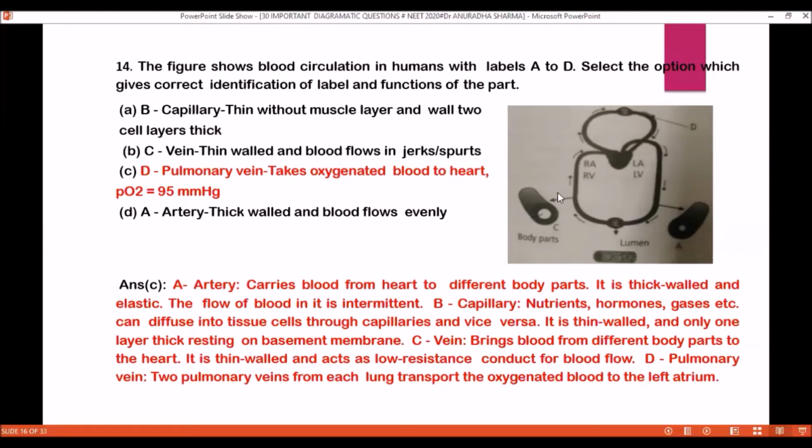Now the figure shows blood circulation in humans with labels A to D. Select the option which gives correct identification of label and function of the part. B is capillary, which is thin without muscle layer and wall 2 cell layers thick. C is vein. D is pulmonary vein, which takes oxygenated blood to heart and pressure of oxygen is 95 mmHg. And D is A, that is artery, which are thick walled and blood flows evenly. So by looking at the diagram, we can see that D is pulmonary vein and the function is it takes oxygenated blood to heart and pressure of oxygen is 95 mmHg.